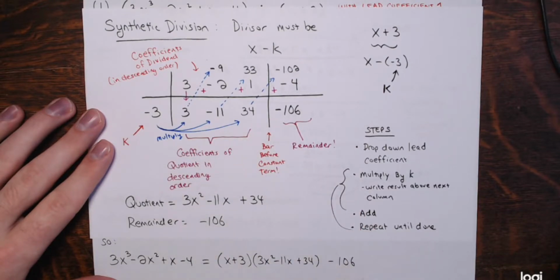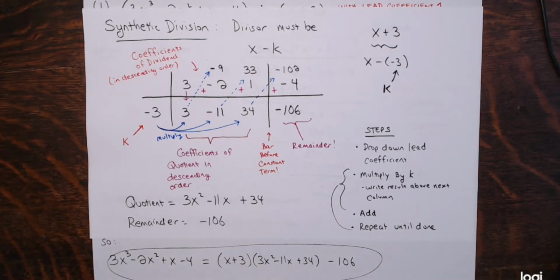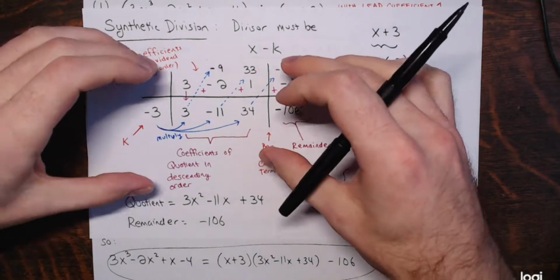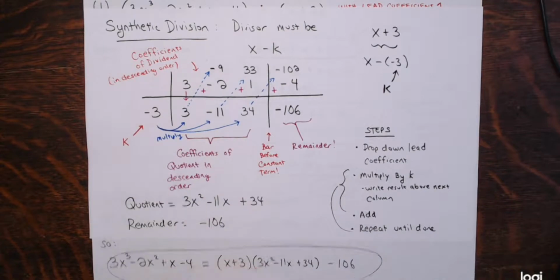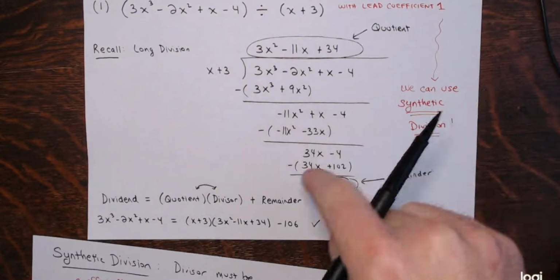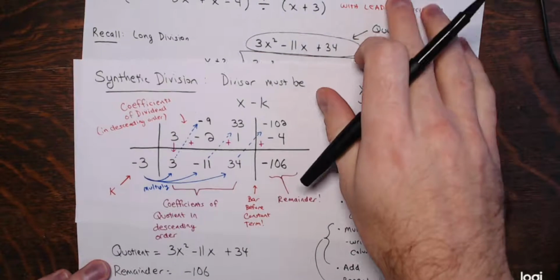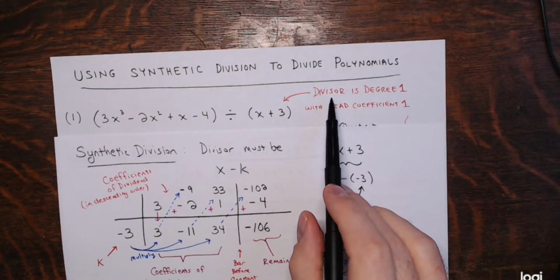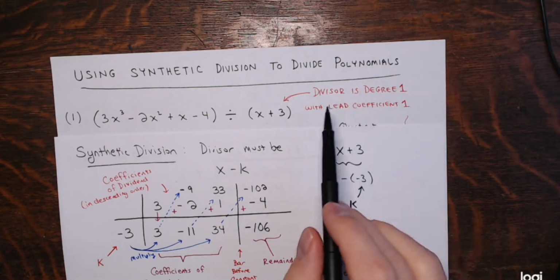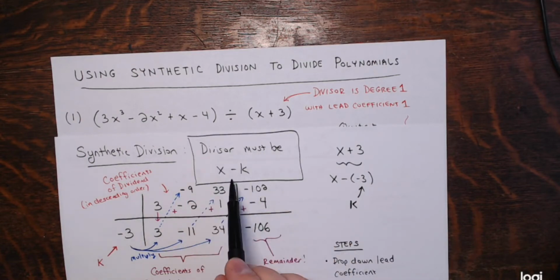And this is exactly what I wrote on the previous page as well, when I did long division. You get the exact same information, but in a much more condensed space. There's a lot less writing to do here than there was here. But I end up with the same result. But be careful though, right? You can't just use synthetic division whenever you want. One more time, the divisor has to be a degree 1 polynomial with a lead coefficient of 1. Divisor must be able to take this form, just x minus k.